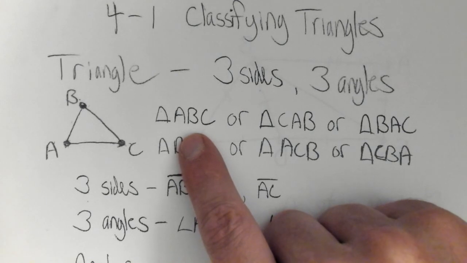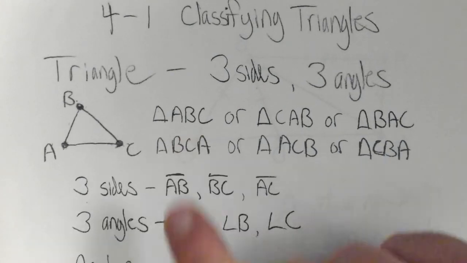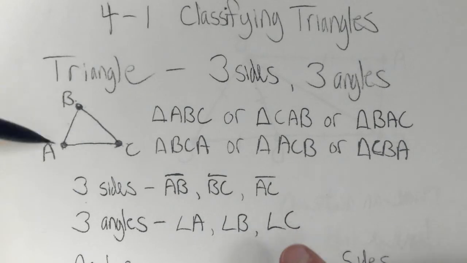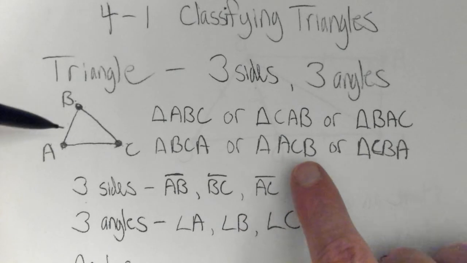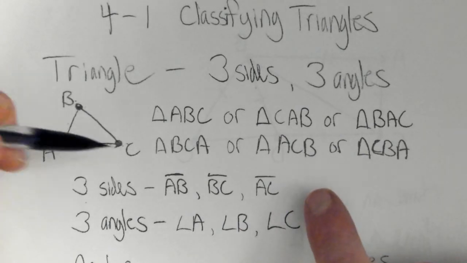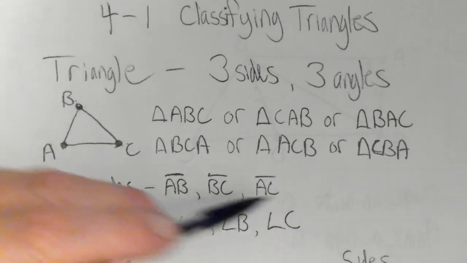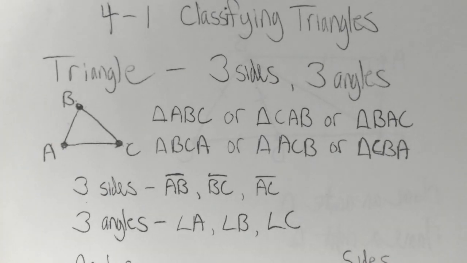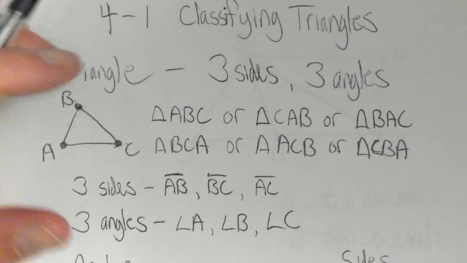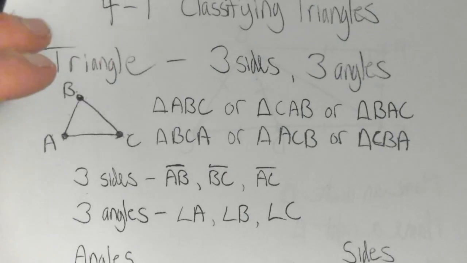Now, the order of the letters doesn't matter, so this one has 6 different ways that it can be named. It can be triangle ABC, triangle CAB, triangle BAC, triangle BCA, and you get the idea. There are 6 different combinations that could be used to name this triangle, and they're all a correct way to name it.